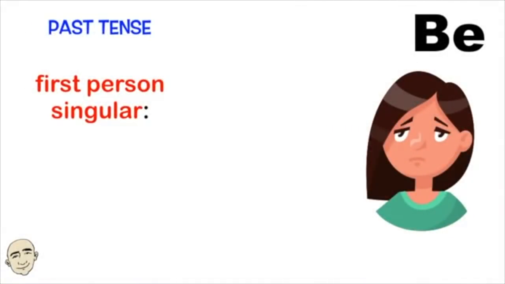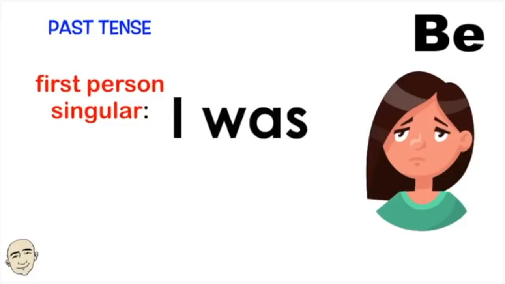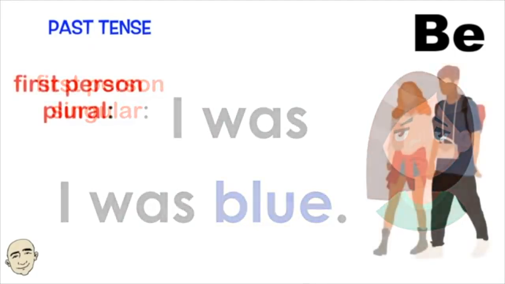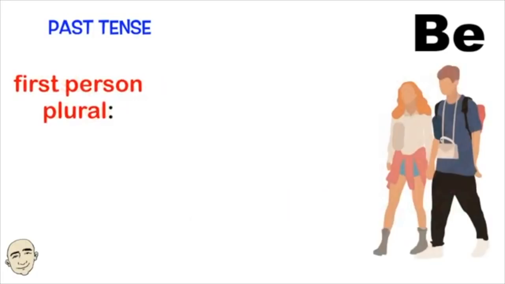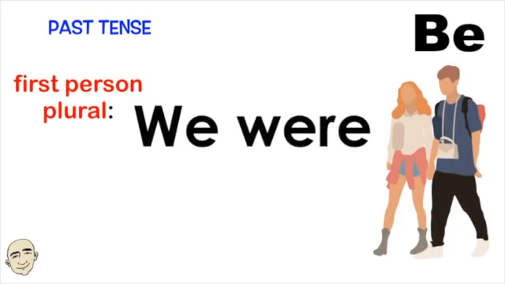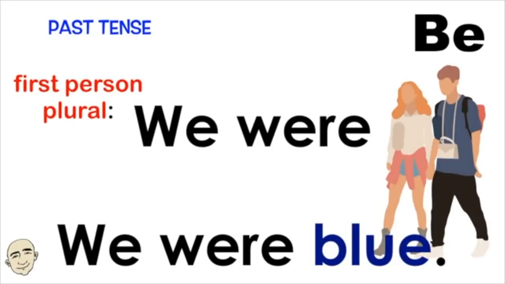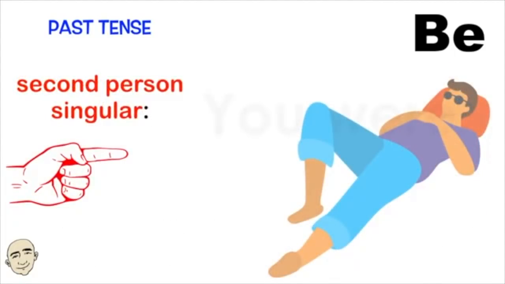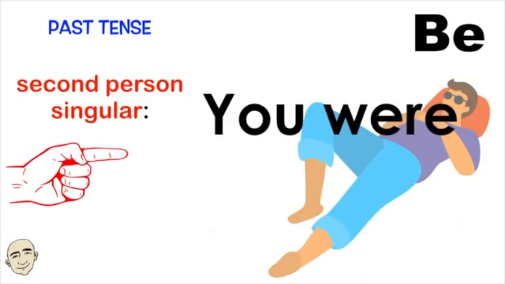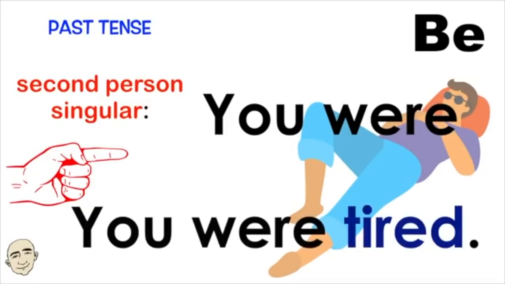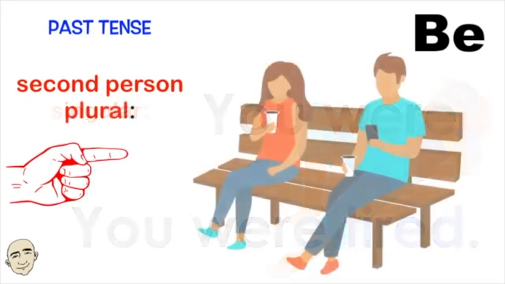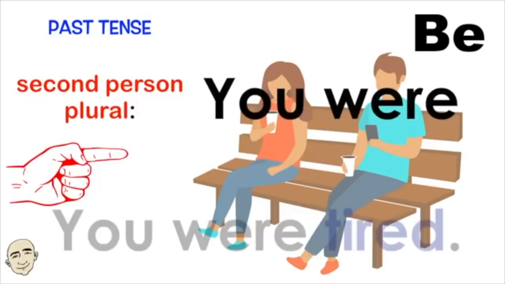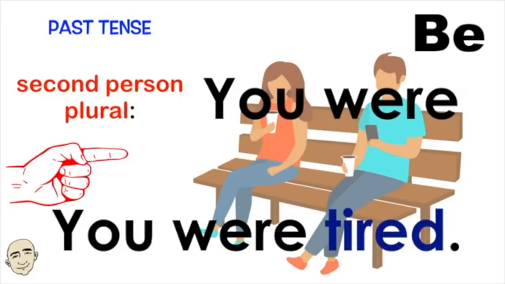Past tense. First person, singular. I was blue. First person, plural. We were blue. Second person, singular. You were tired. Second person, plural. You were tired.